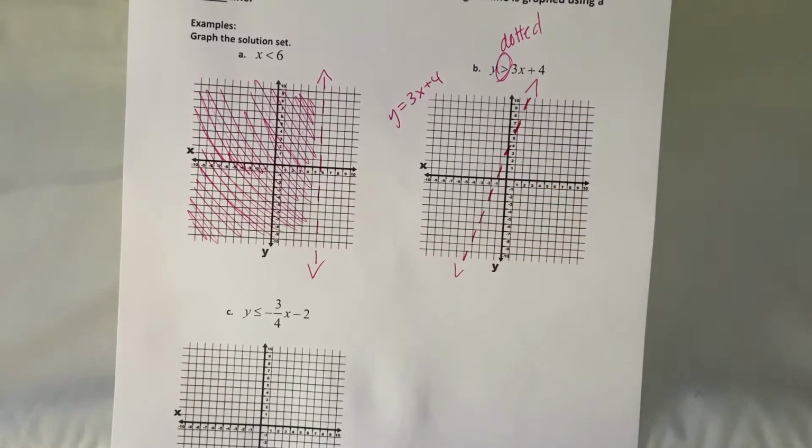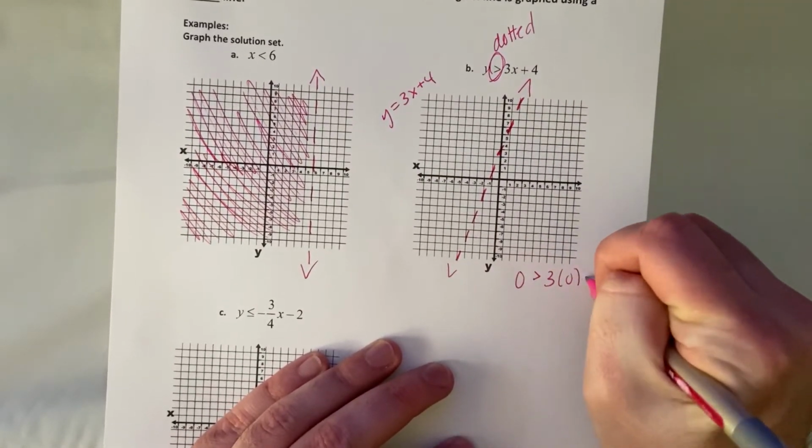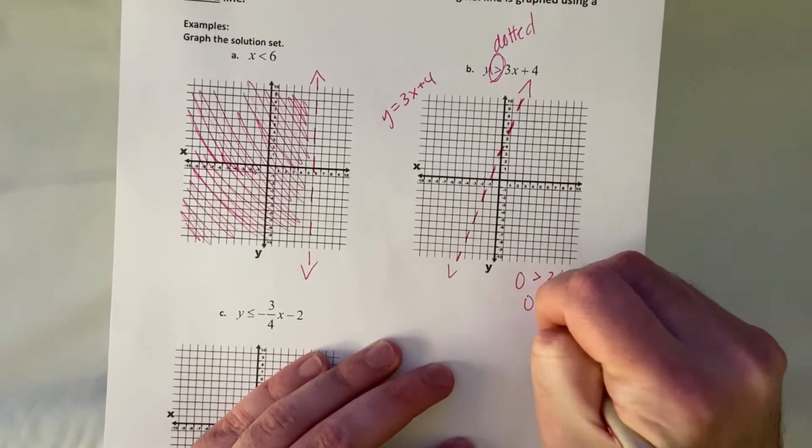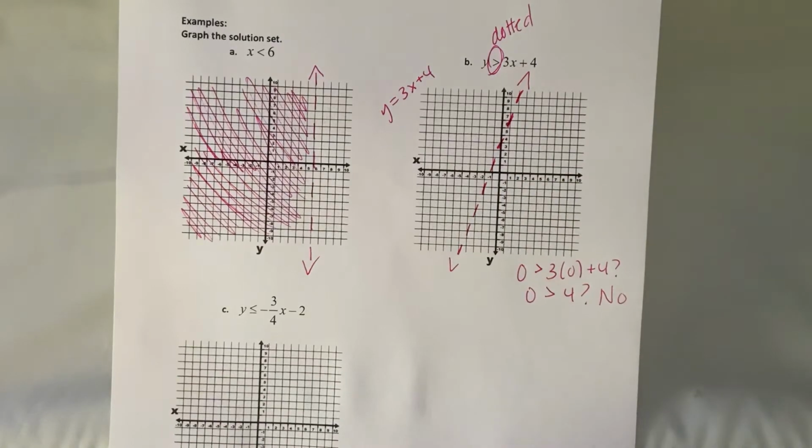than, again, we assume is going to be on the left side from the coin dropping technique, so we expect 0, 0 to not work. So is 0 greater than 3 times 0 plus 4? Is 0 greater than 4? No. So that means 0, 0 doesn't work, which means it's the other side that has to be shaded.